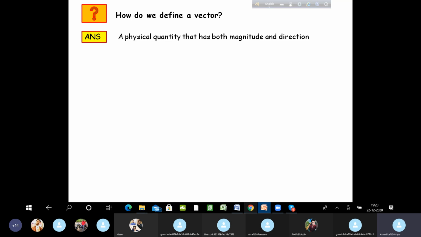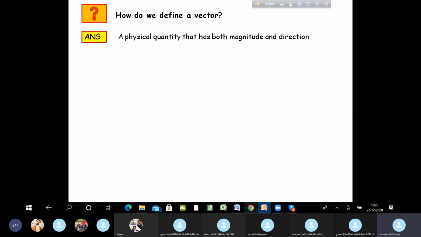Whereas there are certain other things for which not only the magnitude but also the direction in which the quantity is pointing is important. That is called a vector. So the answer to the definition of a vector is: a physical quantity that has both magnitude and direction is called a vector. I'm sure all of you can remember your class 9 and 10 physics books, where it was written how displacement is a vector but distance is a scalar, how speed is a scalar whereas velocity is a vector.